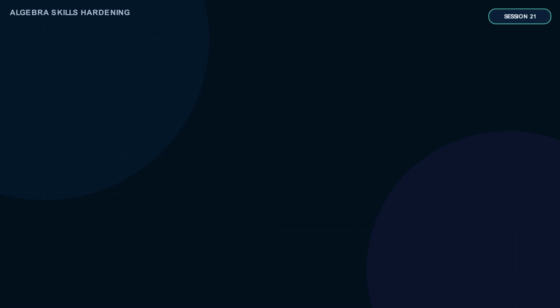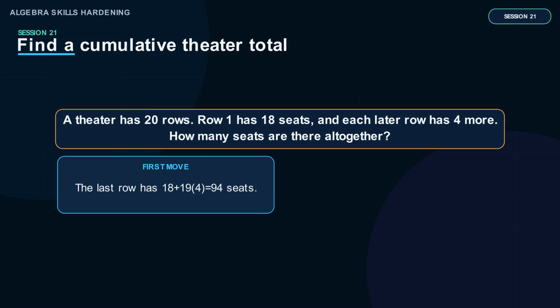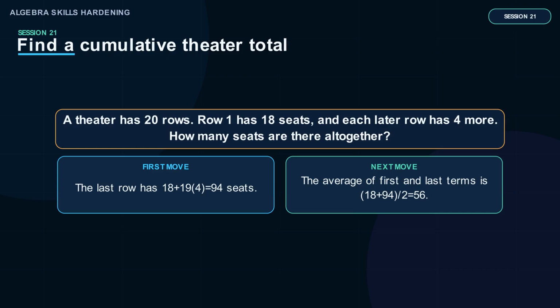Here is the challenge. A theater has 20 rows. Row 1 has 18 seats, and each later row has 4 more. How many seats are there altogether? Restate the target and identify the most important part of the routine. The first move is: the last row has 18 plus 19 times 4, which equals 94 seats. This changes the form without changing the meaning. Next, the average of first and last terms is (18 + 94) / 2 equals 56.